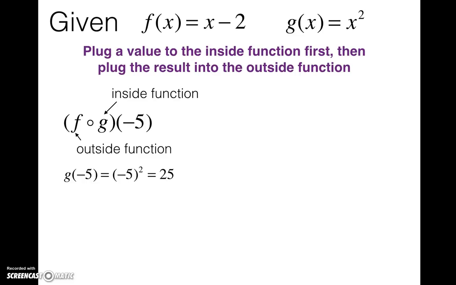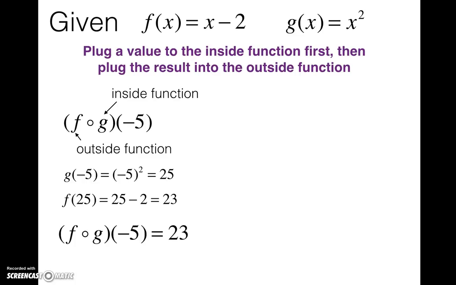So negative 5 quantity squared is equal to 25. And then you take that result and you plug it into the f function. So we have 25 minus 2 is equal to 23. Therefore, f of g of negative 5 is equal to 23.